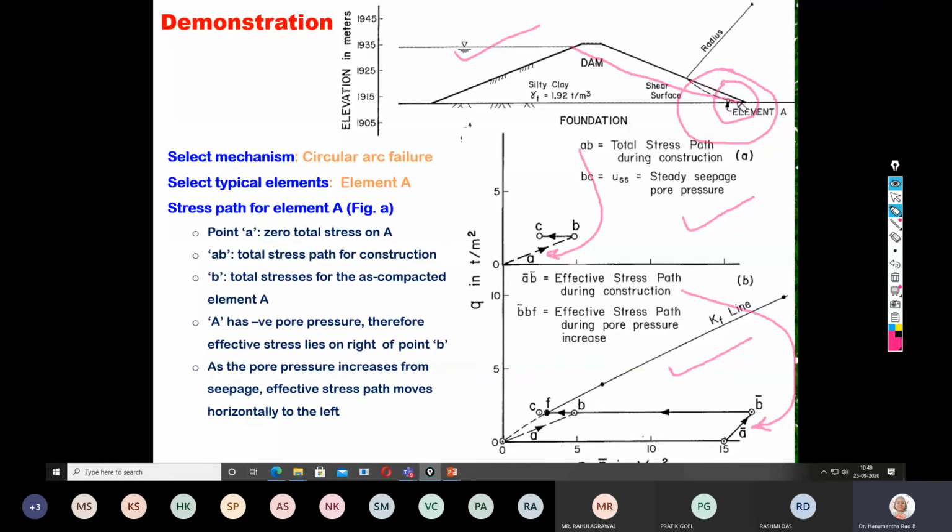Then as the seepage is happening, initially it may be a transient condition, transient seepage. So during the transient seepage, the pore pressure on the element A turns from negative towards 0. When there is steady state seepage, then from 0 it goes to the positive. Okay, so this is what exactly happens on any element during the transient seepage and during the steady state seepage.